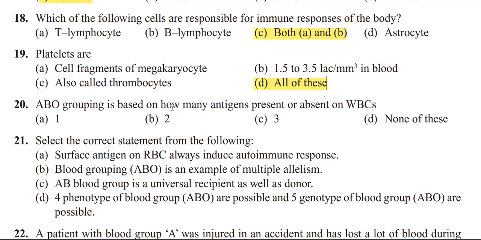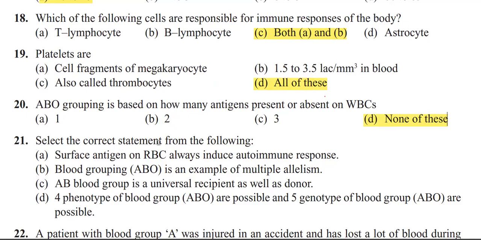ABO grouping is based on how many antigens present on WBC? 1, 2, 3, none of these. None of these, since it is absent on WBC. Actually, the question is what? It must be like RBC.